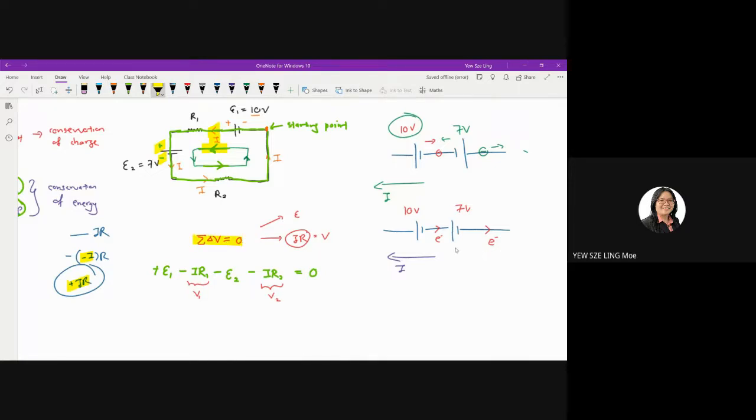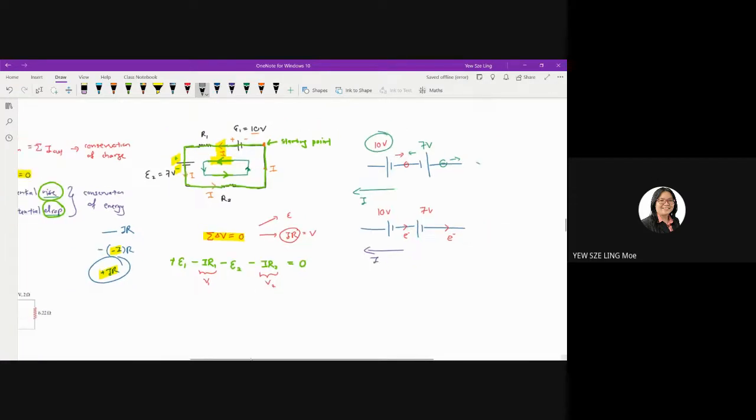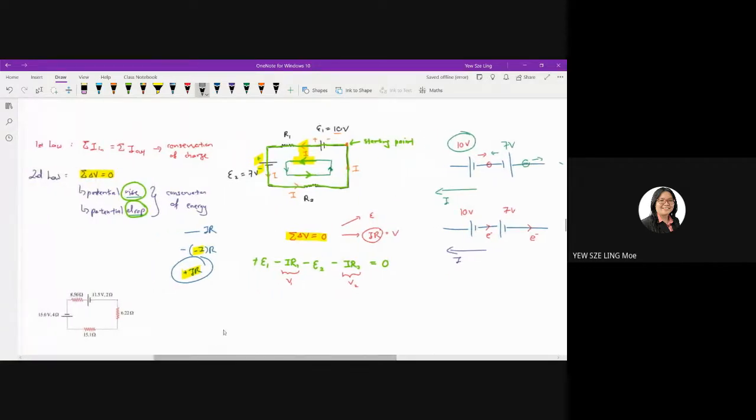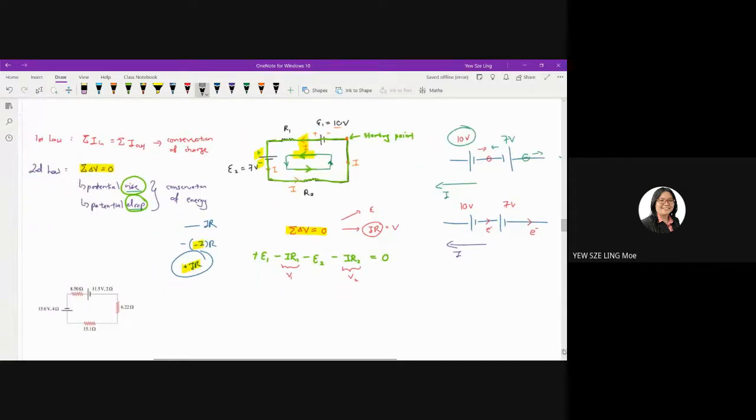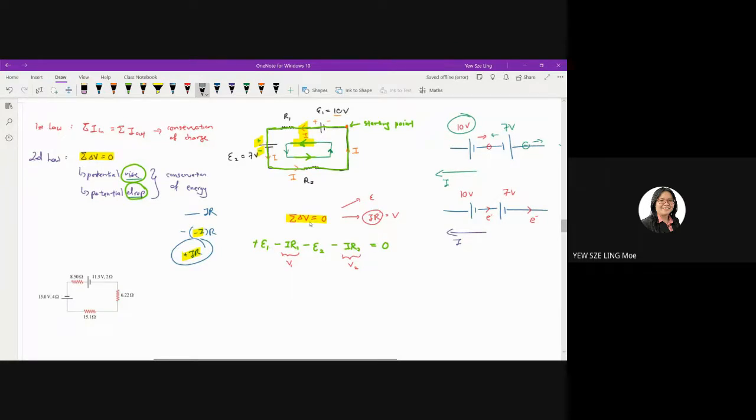Now, let us move on to the next part of Kirchhoff's Second Law. If you look at revision books, or if you watch videos from other colleges, some of them are not using summation delta V equals to 0. What they are using is the equation summation EMF equals to summation IR. This is the equation that they use.